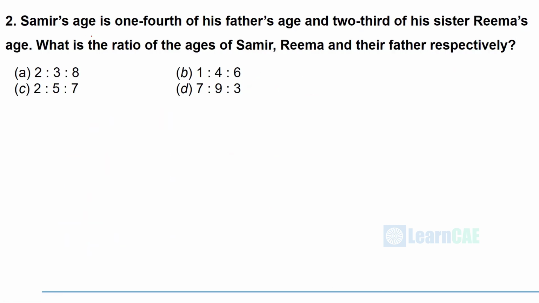Next question. Samir's age is 1/4 of his father's age and 2/3 of his sister Rima's age. What is the ratio of the ages of Samir, Rima and their father respectively? Let the ages be S for Samir, F for father and R for Rima. They are saying Samir's age is 1/4 of his father's age. Therefore, S is equal to 1/4 father's age and 2/3 of his sister's age. Therefore, S is equal to 2/3 of sister Rima's age.